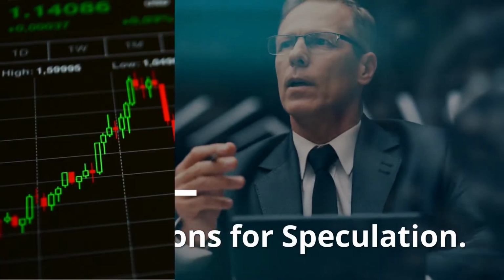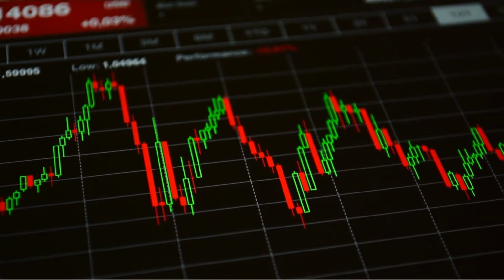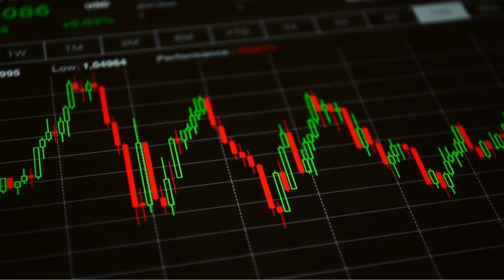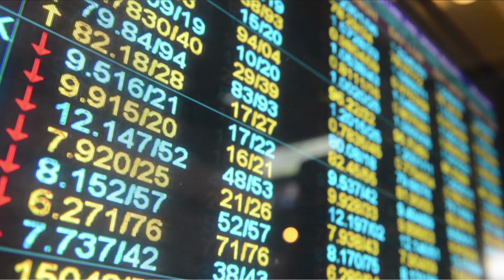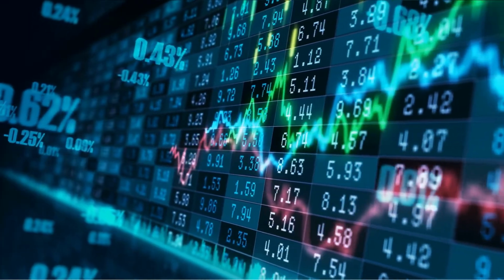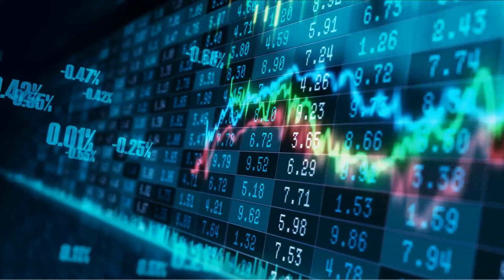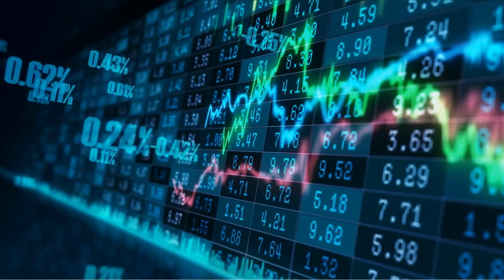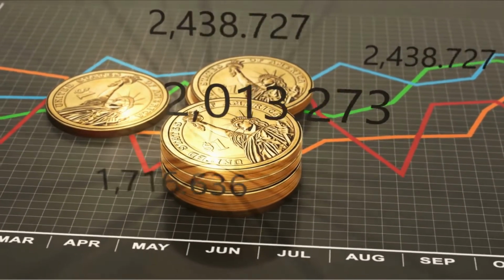Using options for speculation. Customers can gain large exposure to a stock at a relatively low cost by purchasing options contracts on the stock. When used alone, they can result in huge gains if a stock's price increases. However, they can also result in a complete loss of the premium if the call option expires worthless as a result of the underlying stock price failing to rise above the strike price at which the option was purchased.